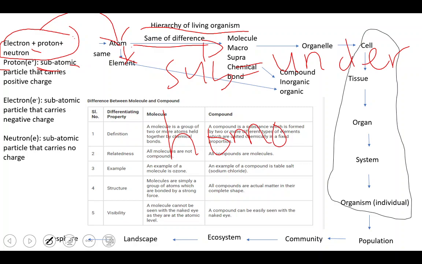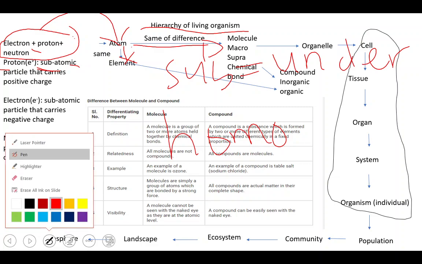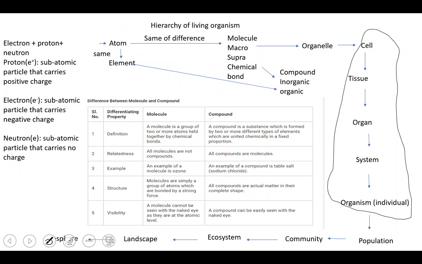Now, if they form a molecule, let me clear this around so that we can see what we have there. The molecule can grow up to be a macromolecule or supramolecule. You are going to understand what macromolecule and supramolecule are all about. New learners, please, all these words are very, very important, and all these hierarchies are very, very important. You must know them in order, because many examiners don't joke with this thing. And the order is very, very important.